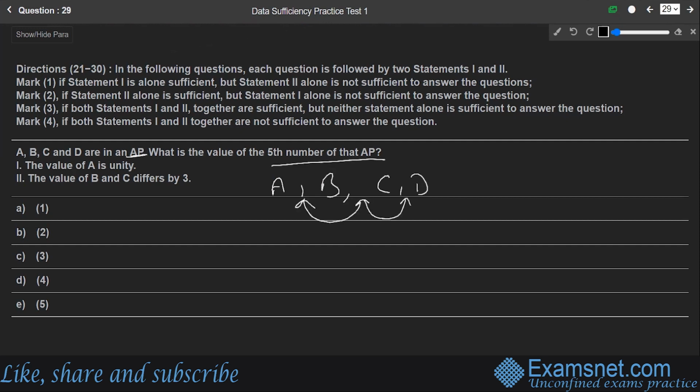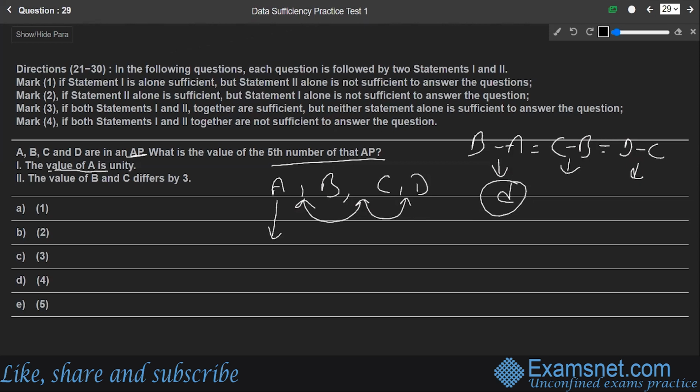Arithmetic progression is a progression in which the difference between all the consecutive terms of an AP is the same. That is, we can say B minus A is equal to C minus B and equal to D minus C, and so on. And we denote this difference as the common difference, which is called small d.